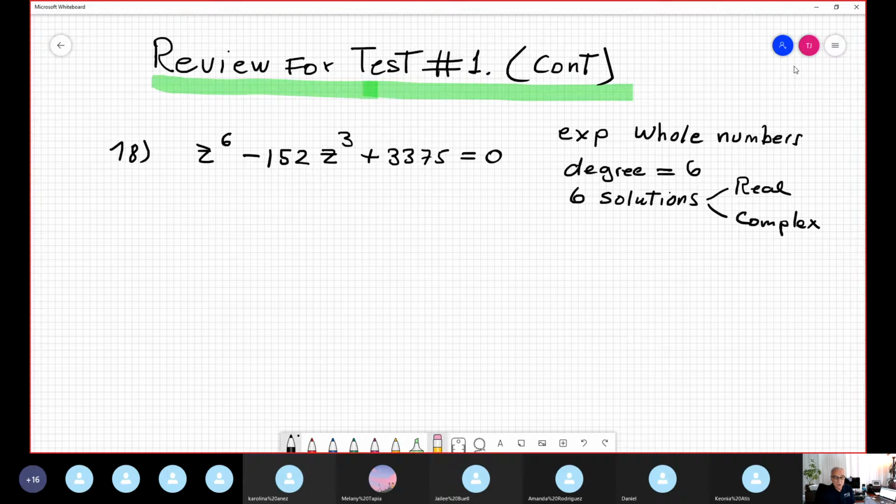My next question is: is this equation quadratic in form? Quadratic in form? Yes or no? Answer me. And what, yes or why no? I say yes. Yes, okay.